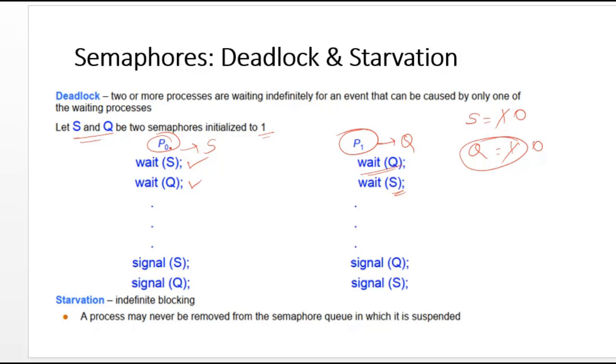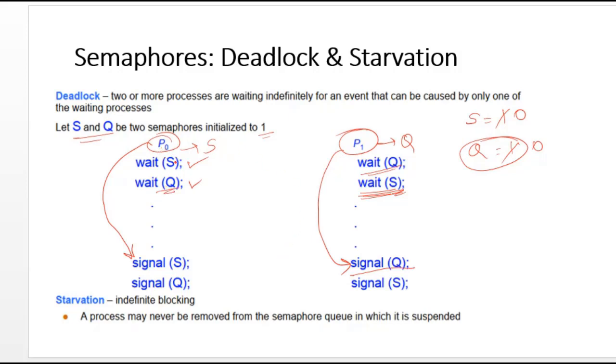And when can process P0 expect Q? I repeat, when can process P0 get access to Q? Only when P1 releases it. How does P1 release it? By calling the signal operation on Q. But when does it do so? Only when it gets hold of S. Similarly, when does process P1 get hold of S? P1 can access S only when P0 releases it. How does P0 release it? By calling the signal operation on S. But when does it do so? Only when it gets hold of Q.